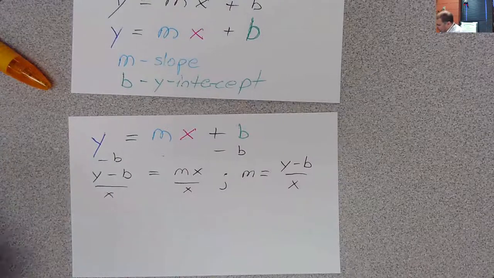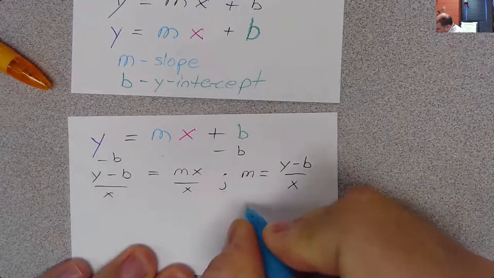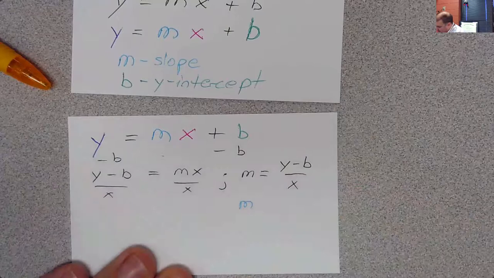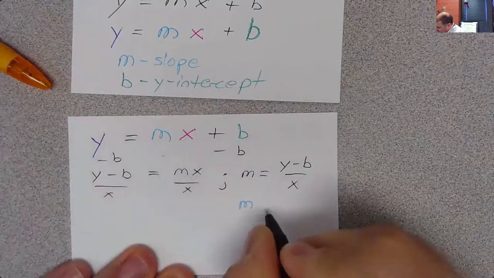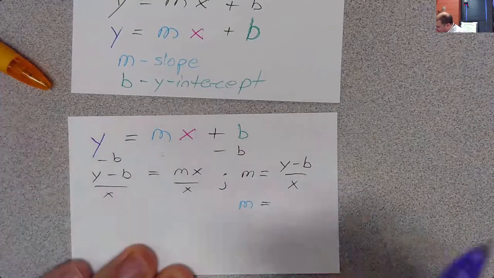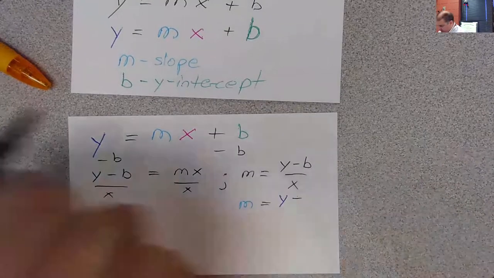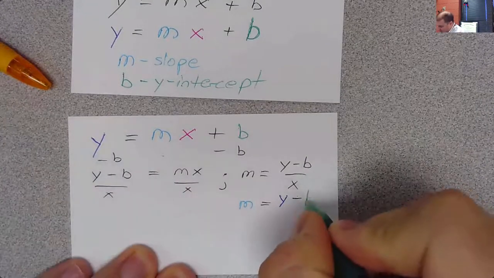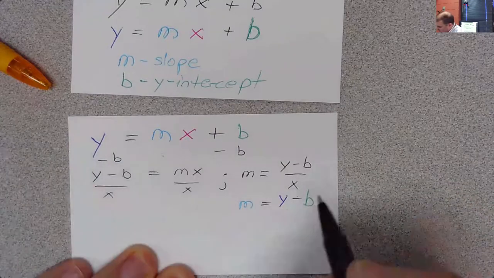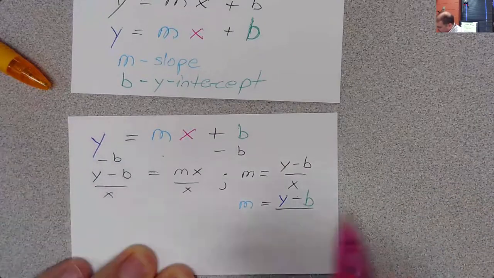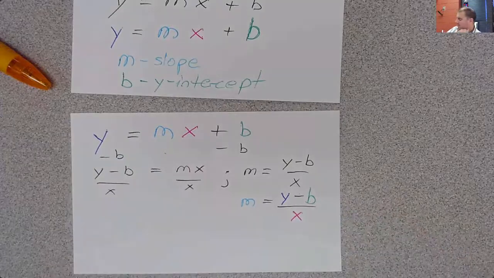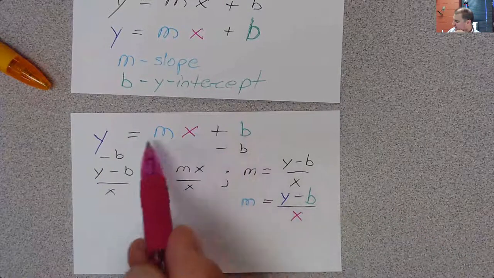And so in this case, then we've solved for the slope. So we could rewrite that in color if you like. m equals y minus b over x.